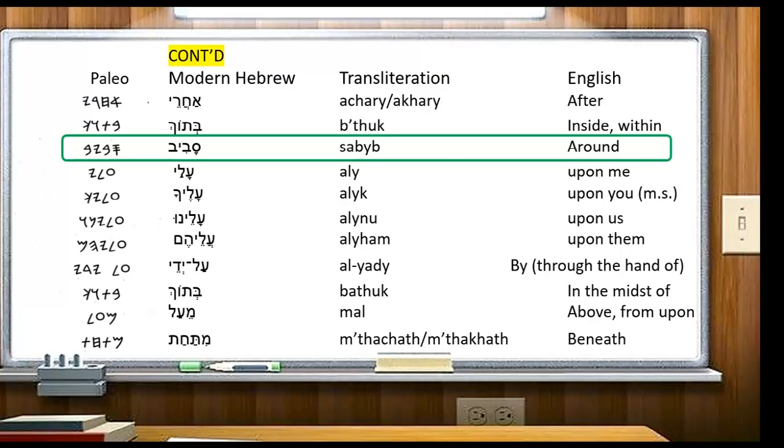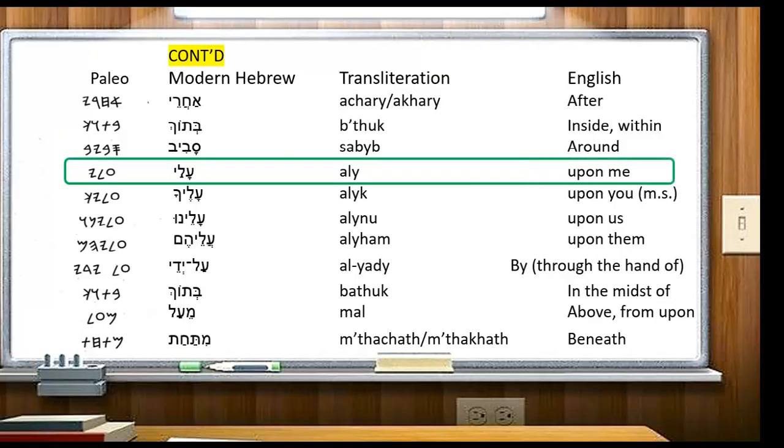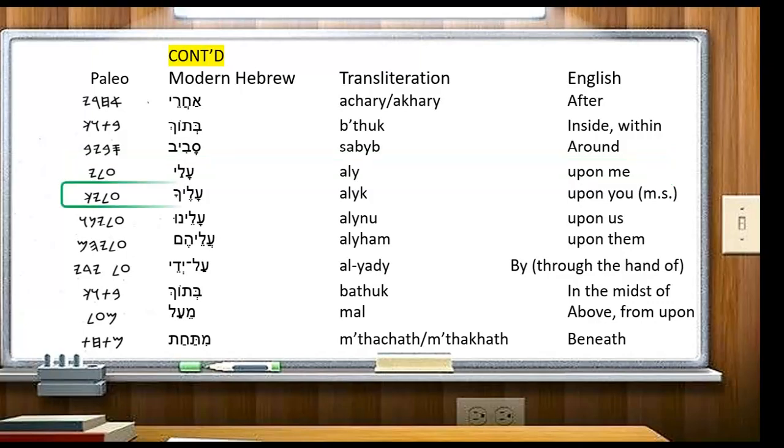Upon me, you have the al, and of course you have what you could consider as the yad really from Shali. So you have Ali. So ain, lamad, yad. Ali, upon me.